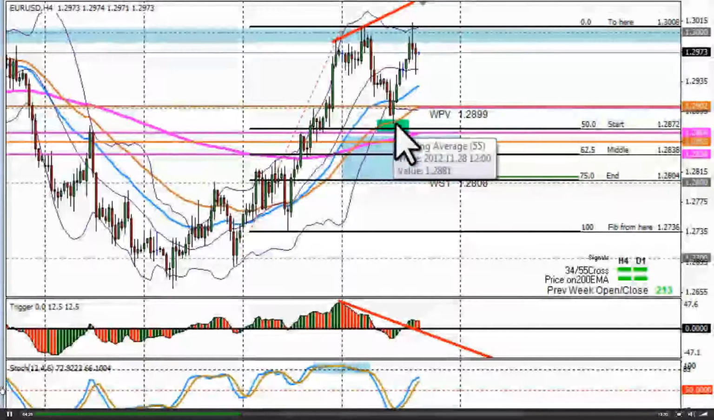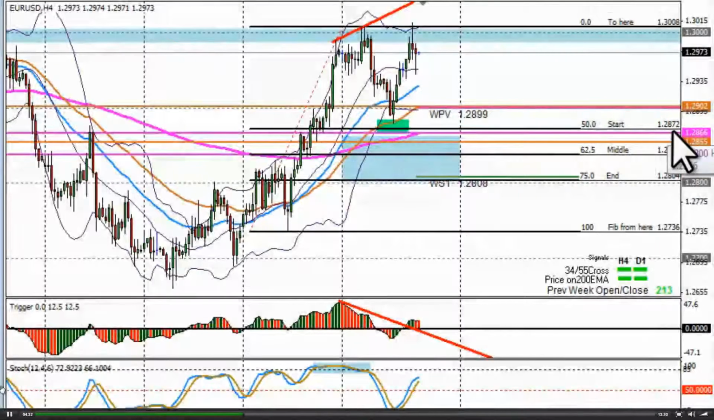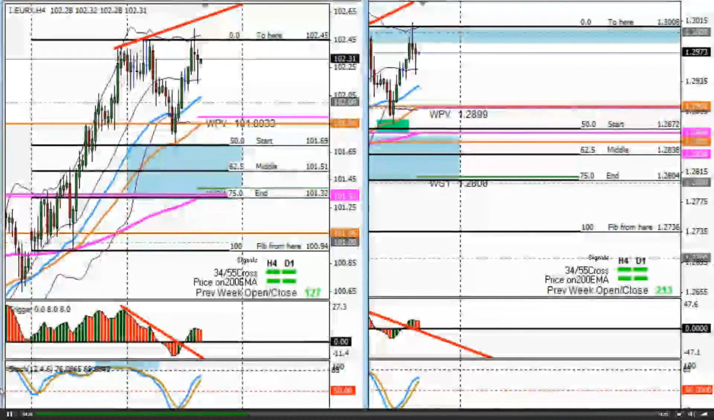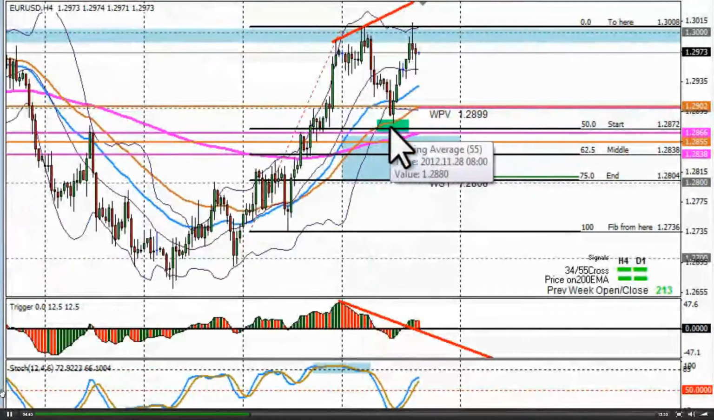We touched the 55 EMA. We were very close to 2872. But the Euro index gave us the indication at the 55. You can see the correlation. And that was the entry to go long.